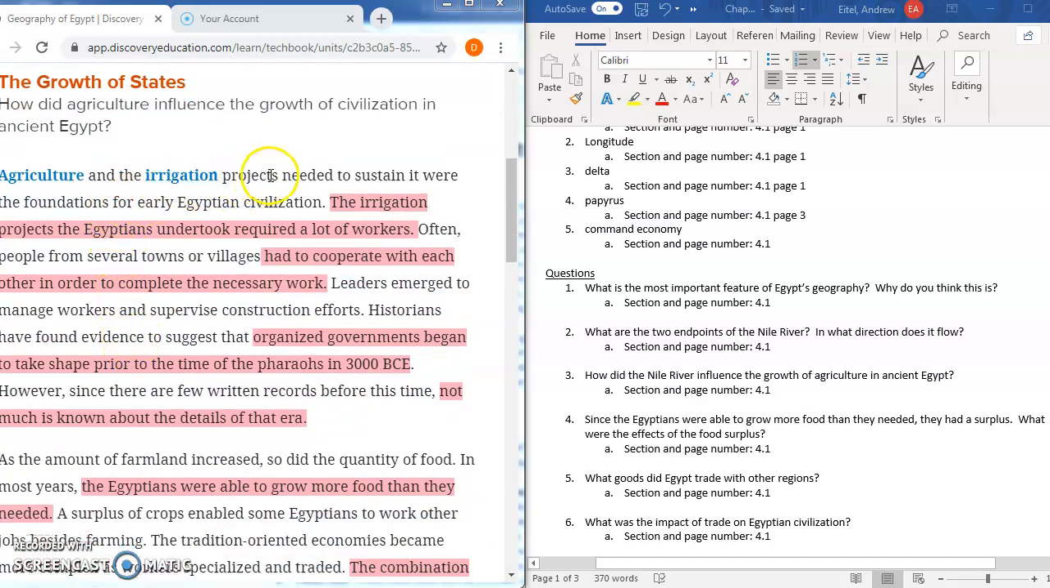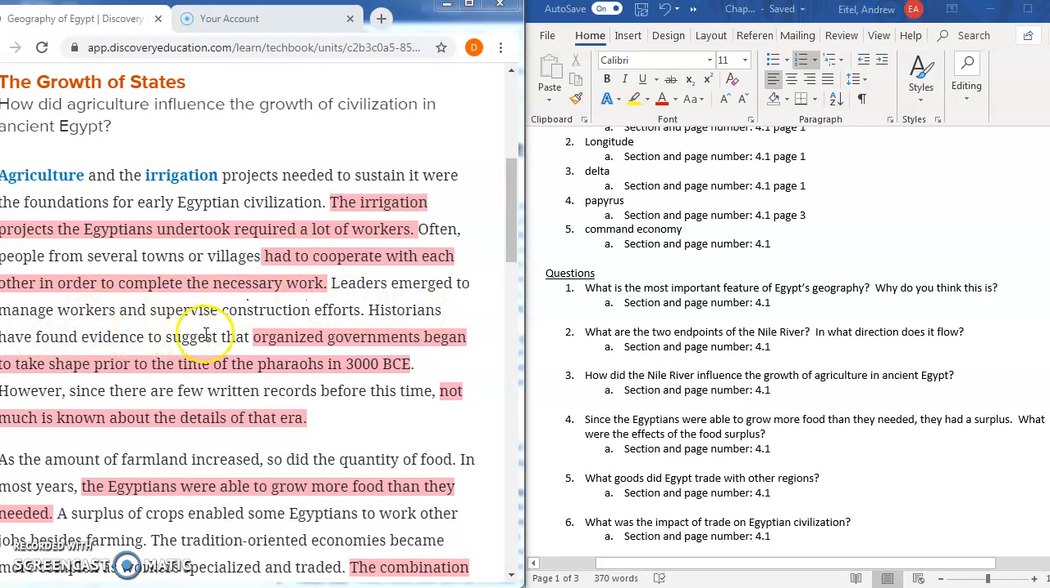Agriculture and the irrigation projects needed to sustain it were the foundations for early Egyptian civilization. The irrigation projects the Egyptians undertook required a lot of workers. Often, people from several towns or villages had to cooperate with each other in order to complete the necessary work. Leaders emerged to manage workers and supervise construction efforts.